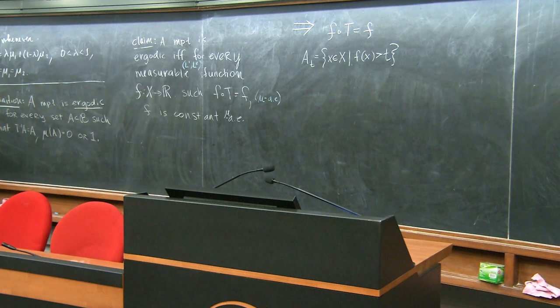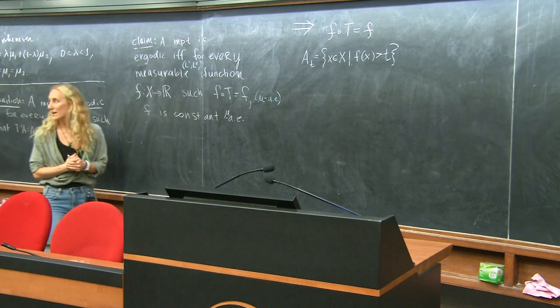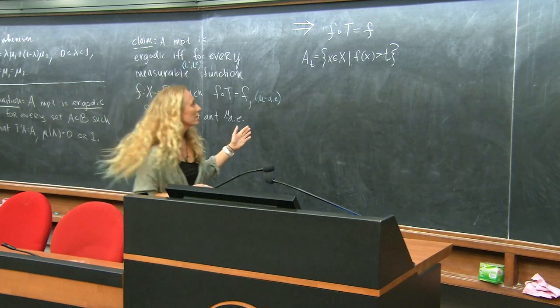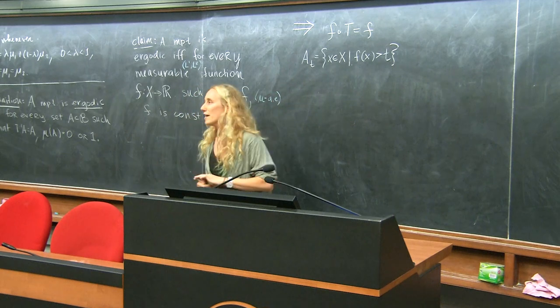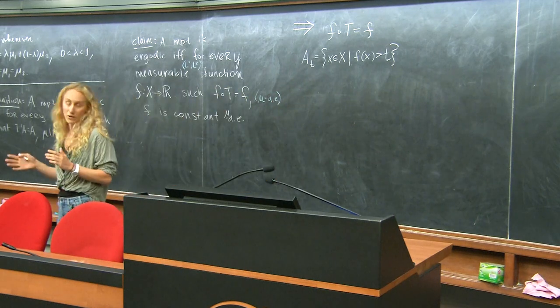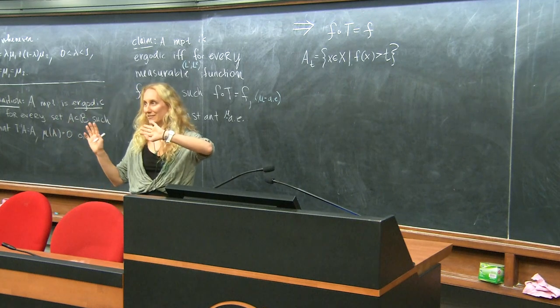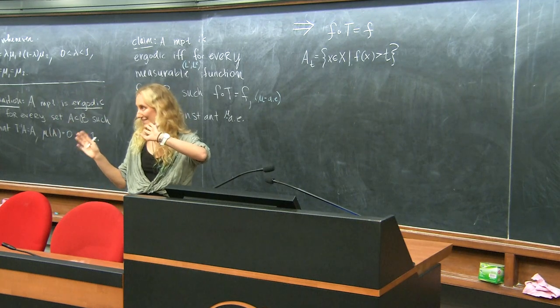Yes, it's a pre-image of the interval (t, infinity), right? F, I'm assuming, is measurable, so this is a measurable set. Now, just a comment: if f is not constant almost everywhere, then it takes at least two different values on some positive measure sets, right?